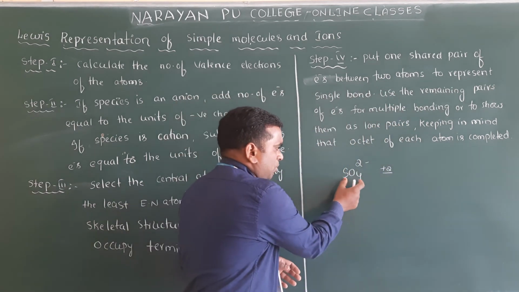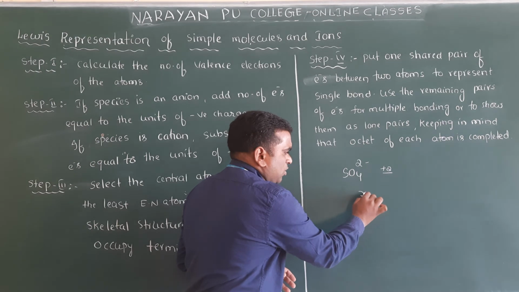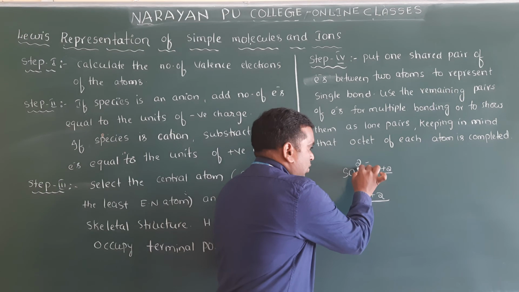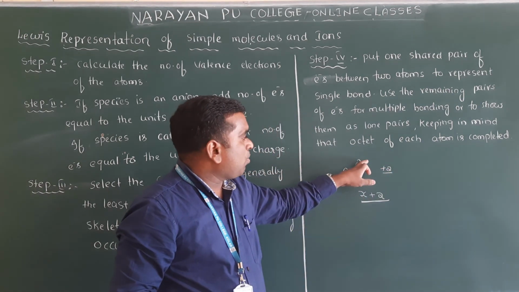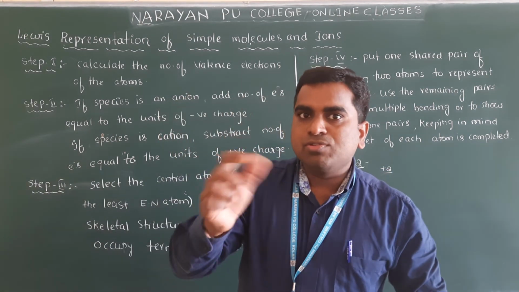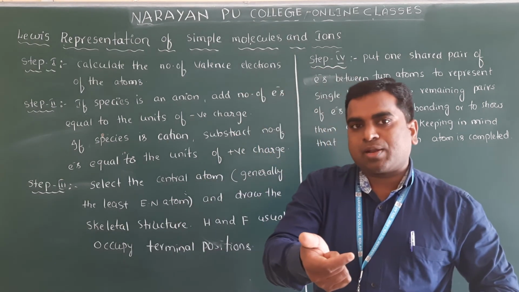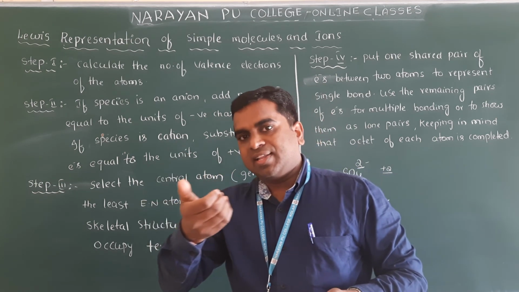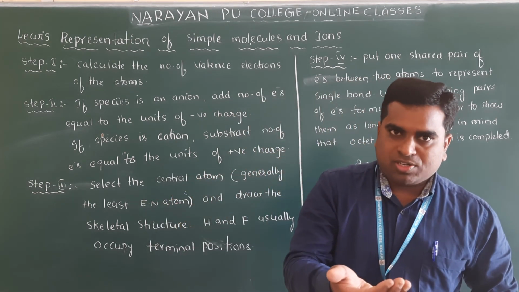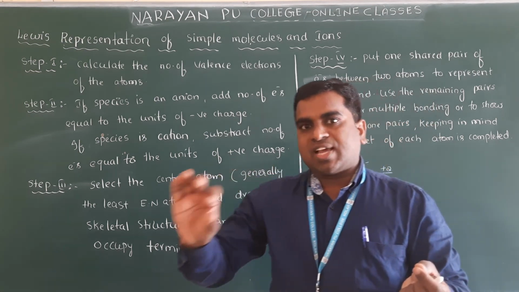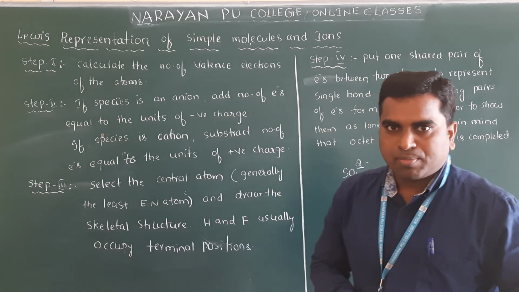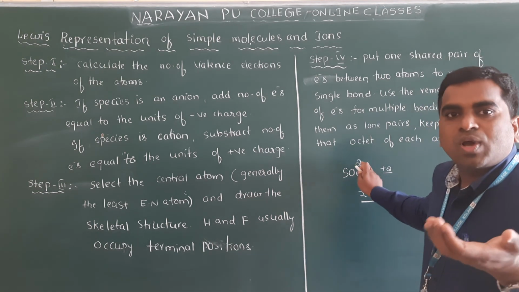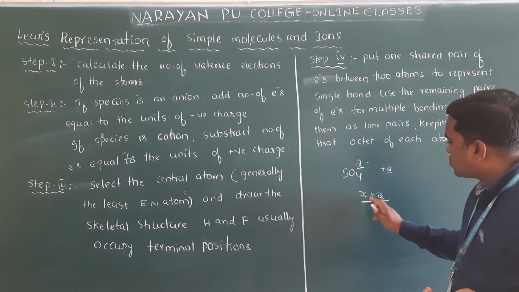Suppose for this SO4 the total valence electrons are X. What you have to do is add the 2 electrons. Why? Because the molecule has a negative charge. When an atom attracts and gains electrons, it acquires a negative charge. When the atom loses electrons, it acquires a positive charge. So negative charge means gaining of electrons. How many electrons are gained here? 2 negative charges means 2 electrons gained, and those 2 electrons should be added.